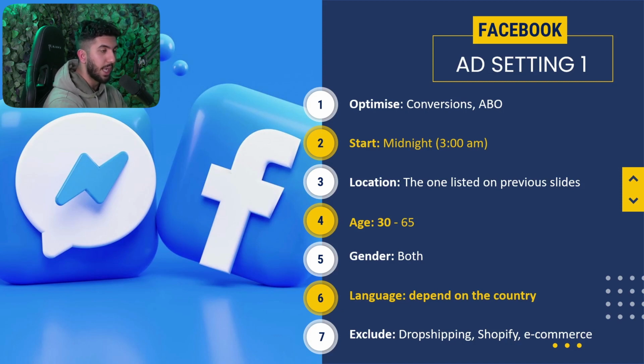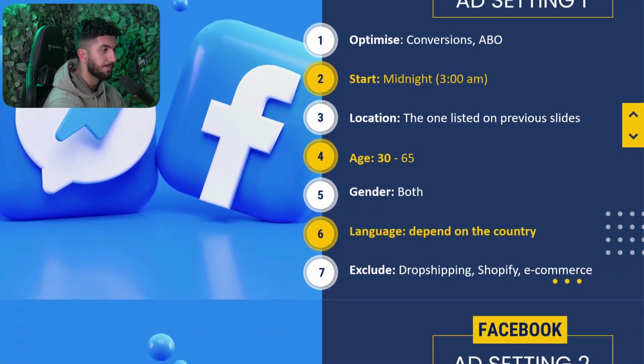So the next one is exclude dropshipping, Shopify, and e-commerce. I don't see anybody say exclude e-commerce, because when you exclude this interest, you're going to basically lose half of your audience, because there's too many people. E-commerce, online advertising, guys, everybody knows about Shopify and dropshipping, so you can use e-commerce and online advertising in order to hide your ads from the other people that know about this business.